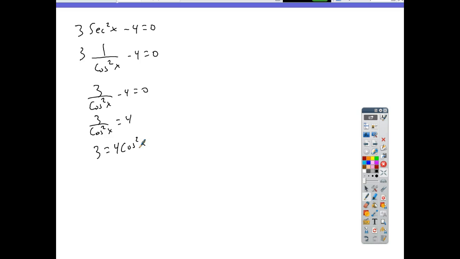Still want to solve for x. What do I got to do? Divide both sides by 4. Now we're going to get rid of the squared. How to get rid of squared?